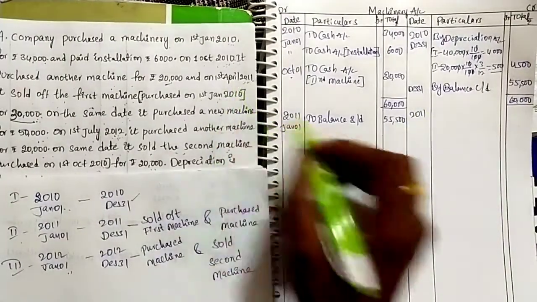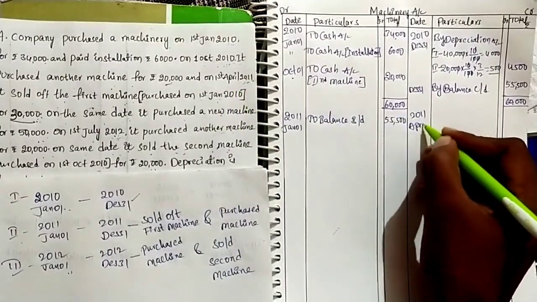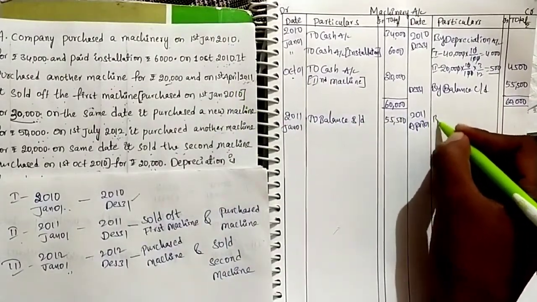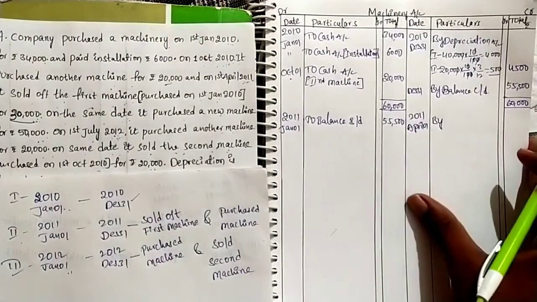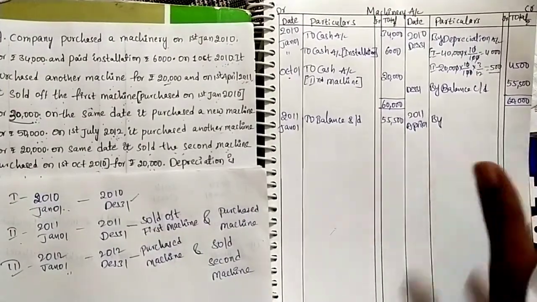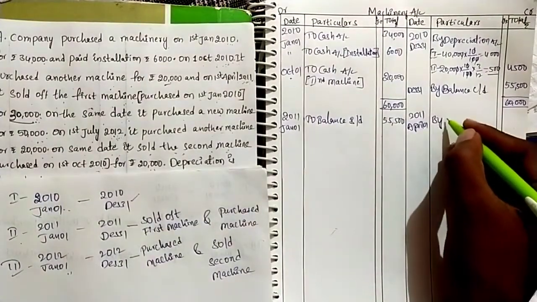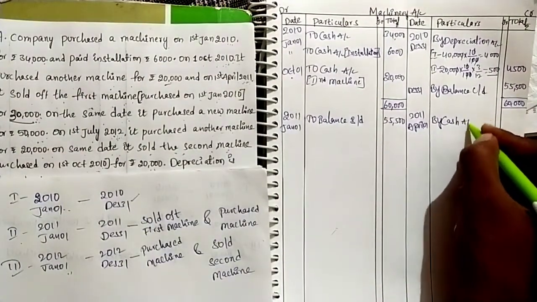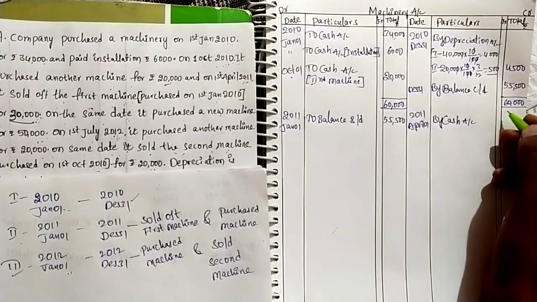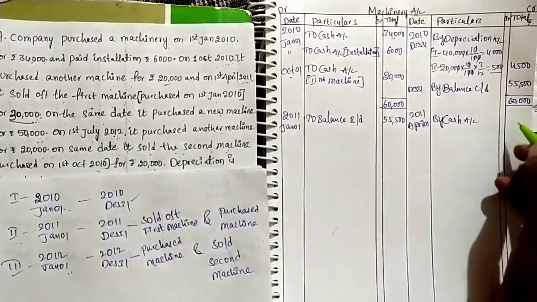So 2011, April 1st, by, okay, machine value will decrease but cash value will increase, means cash comes into the business. So that's why cash account is debited. See this cash account. How much cash comes into the business? See this, 30,000 rupees.